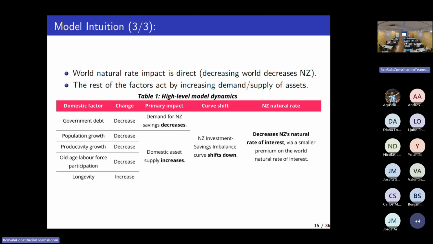Okay. So for each of our factors, we can think about how a change in any of them is going to change the natural rate of interest. They're all effectively working by changing the supply or demand for assets in New Zealand. So everything in the model works by changing the supply and demand of assets in New Zealand, and therefore changing the natural rate of interest. There's a little bit of action because labour supply will matter too, but almost everything comes from changes in the amount of assets in the economy.